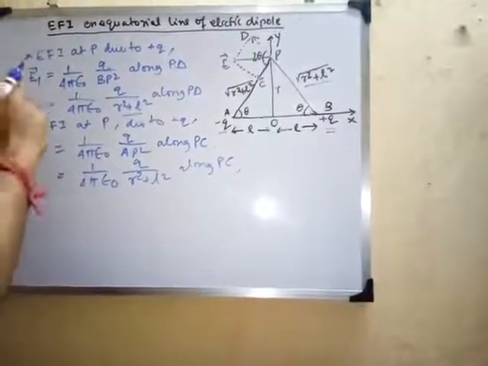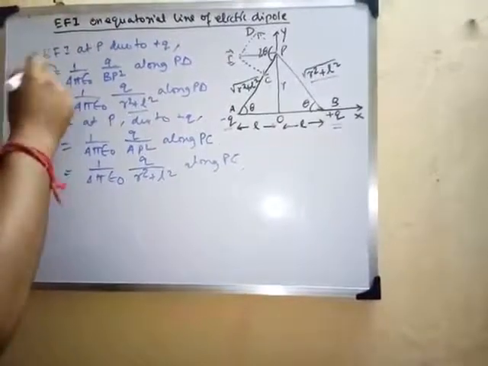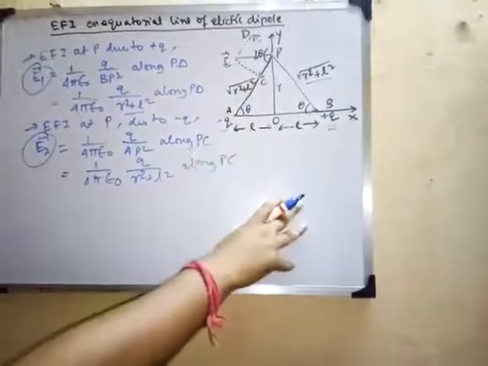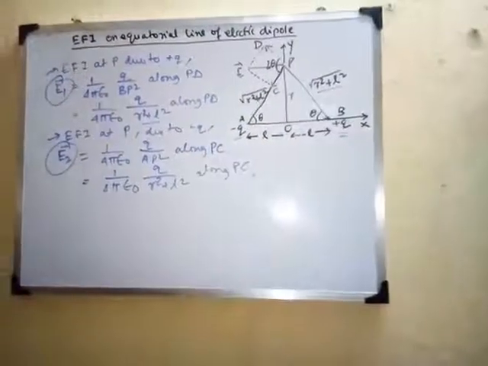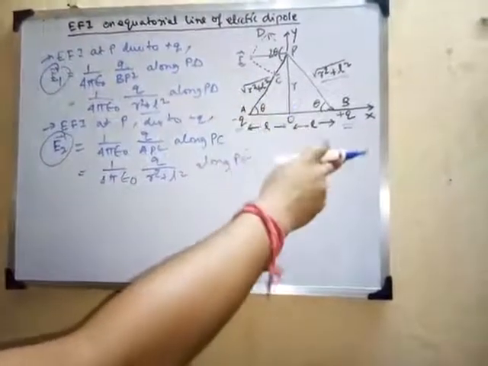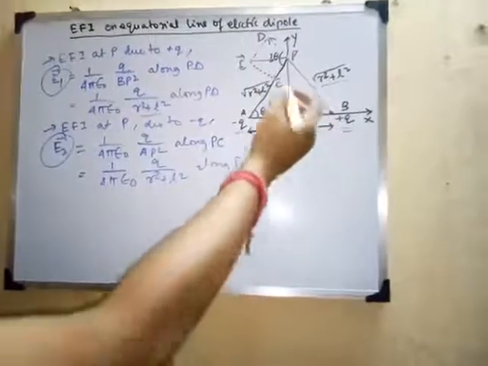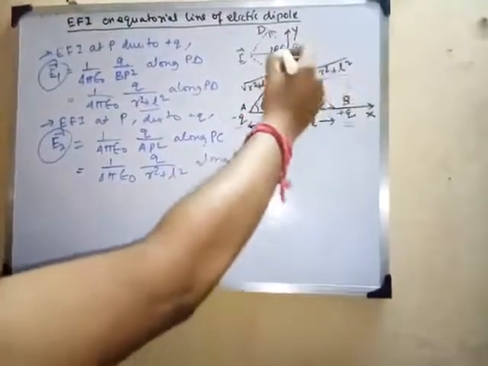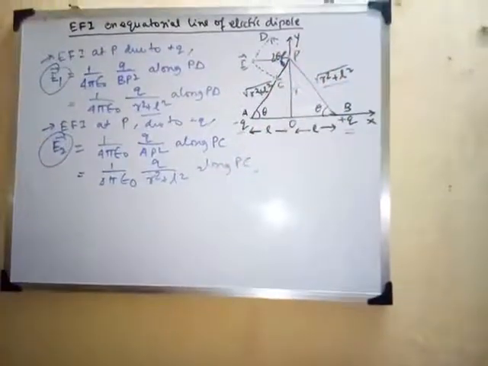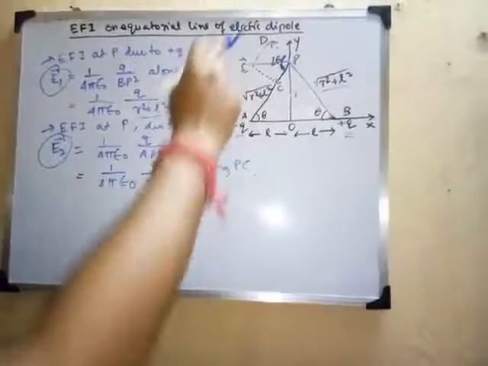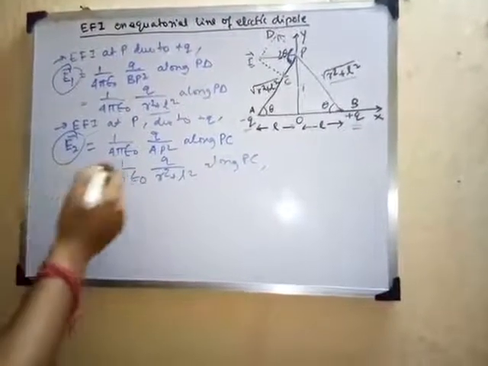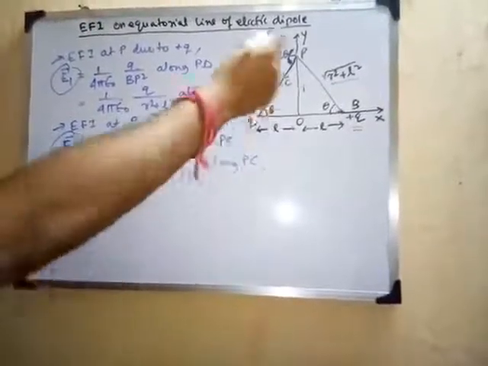Now these two, E1 and E2, are inclined at an angle theta. The total inclination of E1 and E2 is actually 2 theta. Why? Because if this is your angle theta, this part will be theta and this part will be theta, so theta plus theta will be 2 theta. So we apply the parallelogram law of vector addition in this parallelogram.